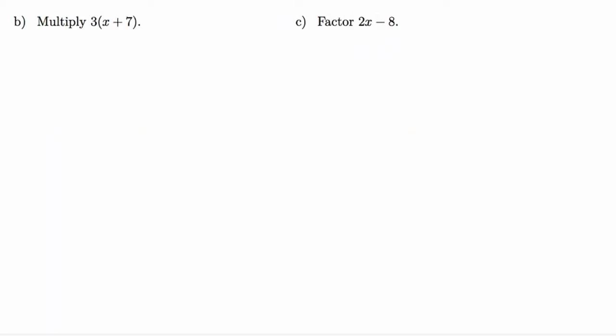In part B, we're not asked to factor, but we're actually asked to multiply. We want to multiply 3 times the quantity, x plus 7. In this situation, hopefully we recognize we need to distribute that 3 to both the x and the 7. So if I'm going to multiply this out, 3 times x is 3x, and 3 times 7 is 21. Factoring is exactly the reverse of what we've just done. Instead of distributing the 3 to the x and the 7, when we look at part C, we want to reverse the process.